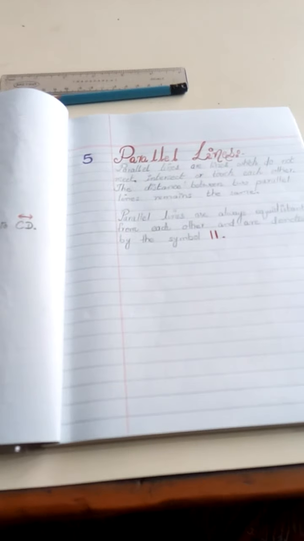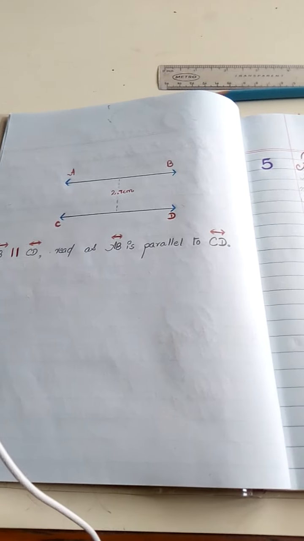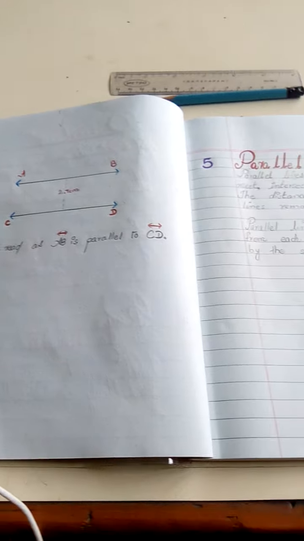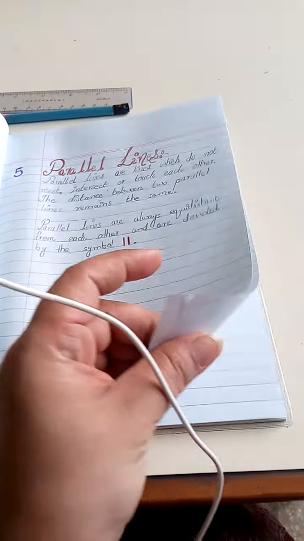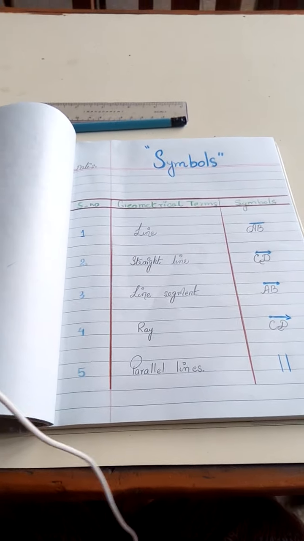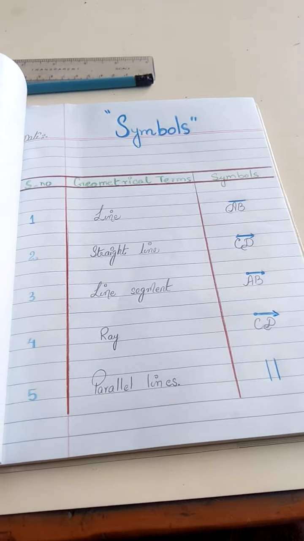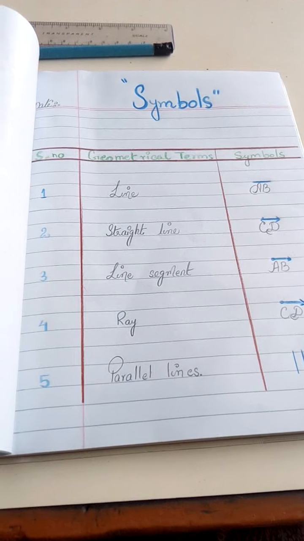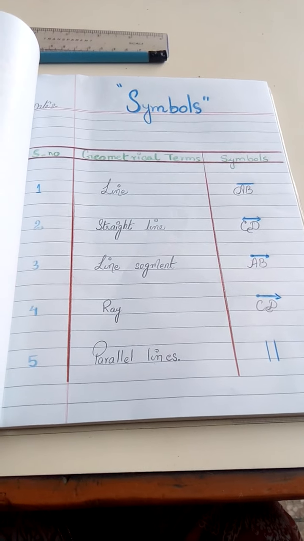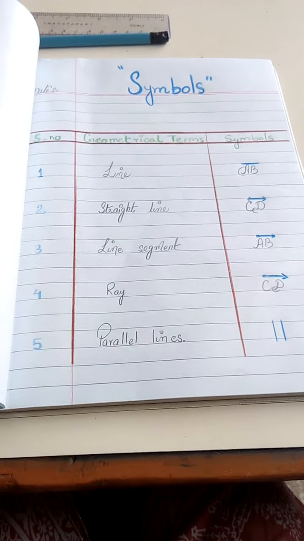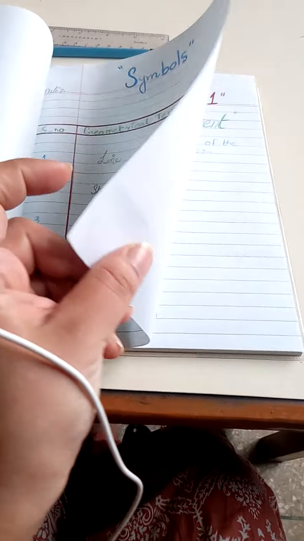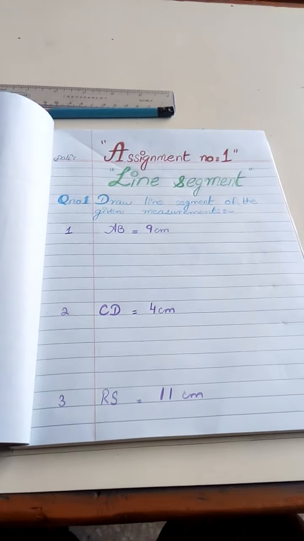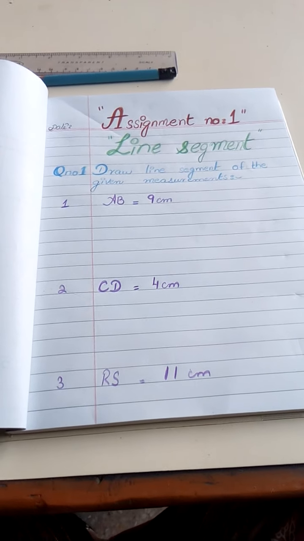Then parallel lines, the diagram should be present in front of the definition, as I have done it over here. And then your most important thing: symbols of line, straight line, line segment, ray and parallel lines. This table must be drawn as it is and must be learned as it is, because these symbols are very important. Then you have your assignment number 1 over here.